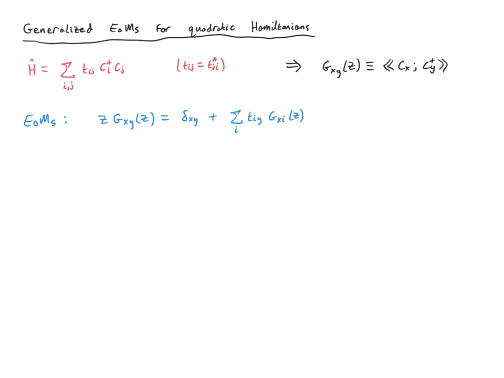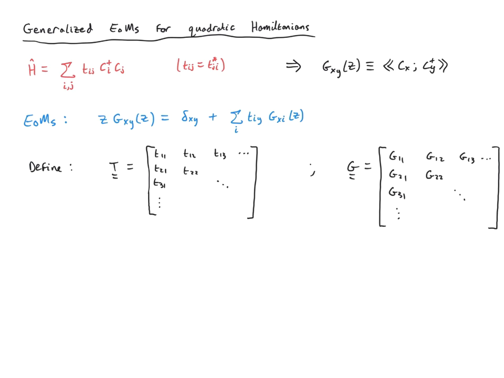Well, one way to make progress is to exploit matrix algebra. Let us define the matrix T to be the matrix of these coefficients in the Hamiltonian. This is a matrix we've encountered before, and the matrix G simply as the matrix of Green's functions. With a little bit of scratching of the head, you can probably convince yourself of the following matrix equation that corresponds to this scalar equation.